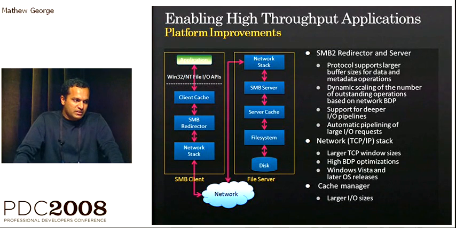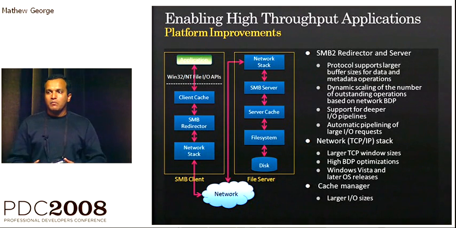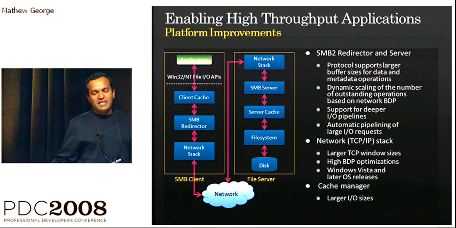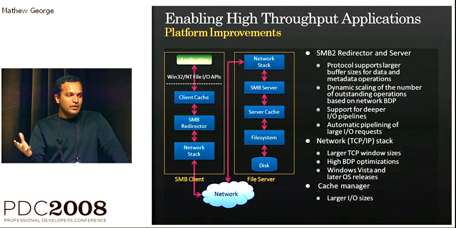So it can use larger buffer sizes. It can support deeper pipelines. And then if you issue a large I/O request to the SMB2 stack, it has the ability to split it up and then pipeline the individual chunks in the most effective way. So the best way to utilize the SMB2 stack is to issue large I/Os.